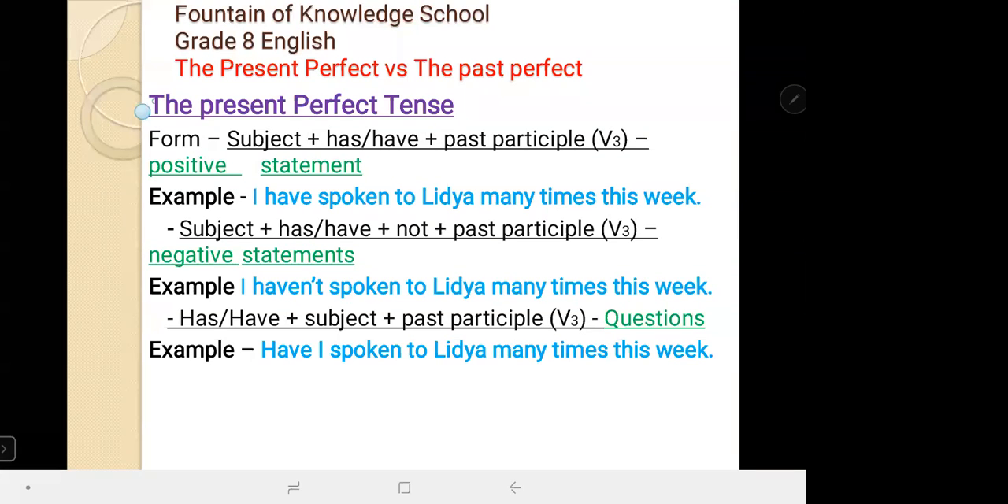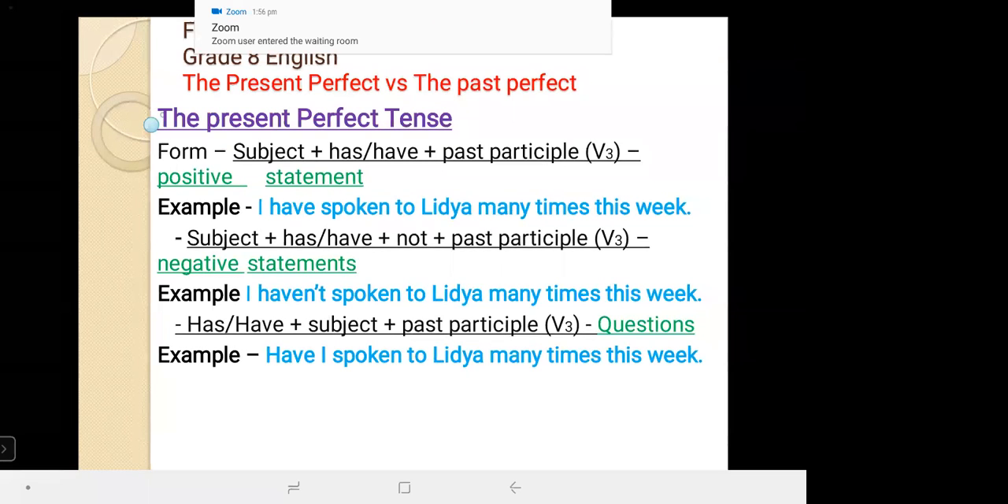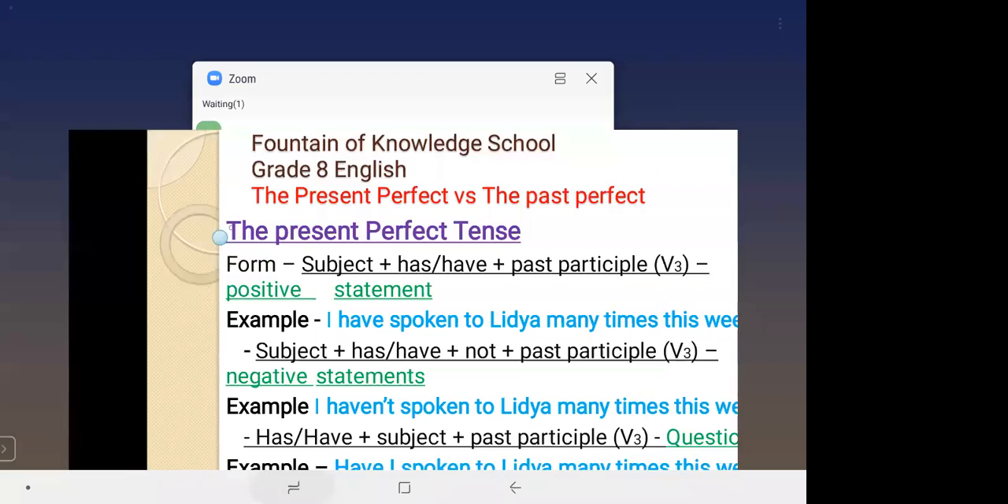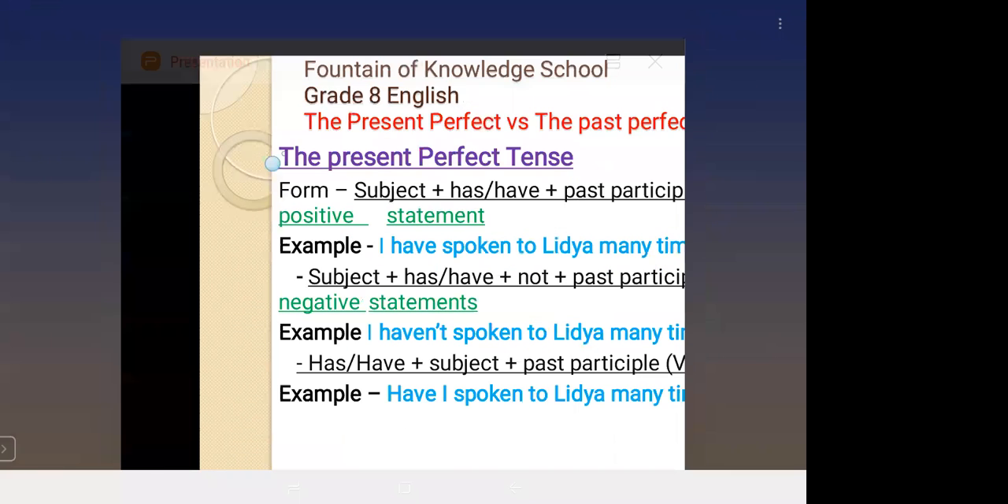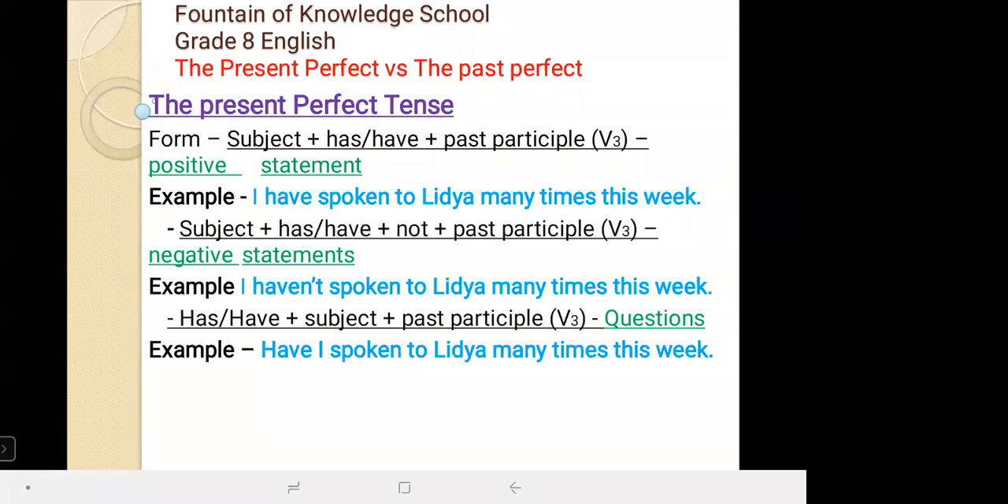So if you want to make this negative, it's simple. You put not in between the helping verb has or have and the main verb, verb 3. So I have spoken to Lydia becomes I haven't spoken to Lydia many times this week. If you want to make a question or interrogative statement, you need to put the helping verb has or have at the beginning of your sentence before the subject. Have I spoken to Lydia many times this week? Sorry guys, there is a question mark at the end of this. Have I spoken to Lydia many times this week?